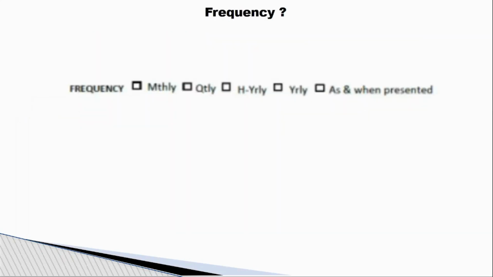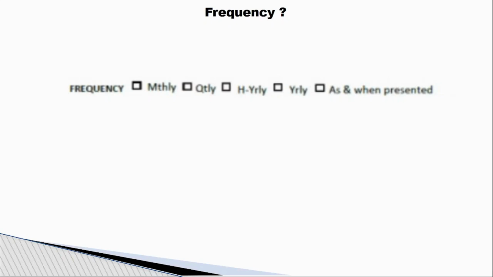Frequency. Frequency will be monthly, quarterly, half yearly, or yearly. Based on your loan and your agreement with the lender, the EMI or lump sum amount will be deducted monthly, meaning every month, quarterly meaning once in 3 months, half yearly meaning once in 6 months, and yearly meaning once in a year. It will be debited from your account and credited to the lender's account.